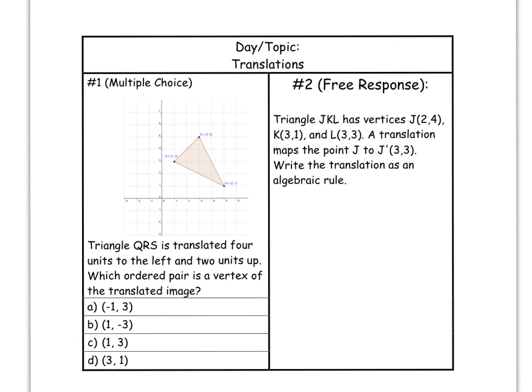And then number 2, free response, triangle JKL has vertices of the following. A translation maps the point J to J prime. So we went from 2, 4 to 3, 3. Write the translation rule as an algebraic rule. So again, refer back to your notes. The algebraic rule would be x, y transforms. What are we doing to get from 2 to 3 and from 4 to 3? So what are we doing to the x and what are we doing to the y?